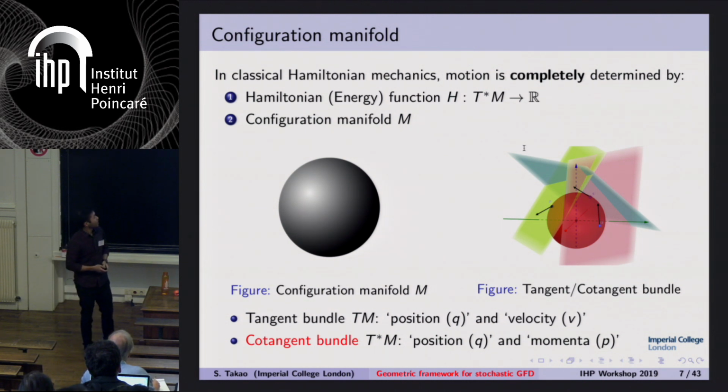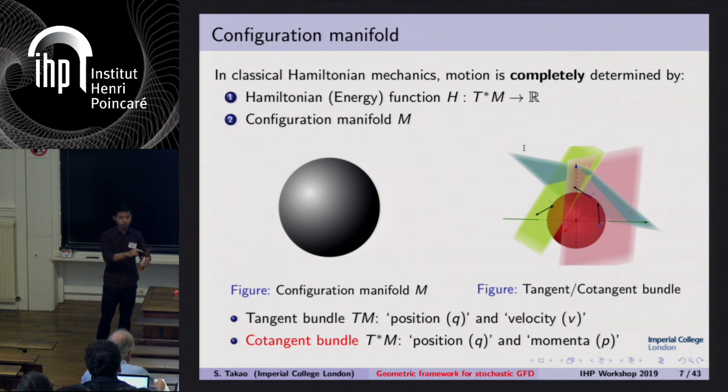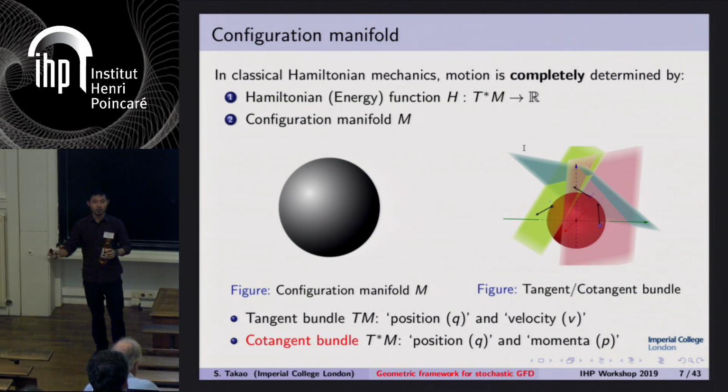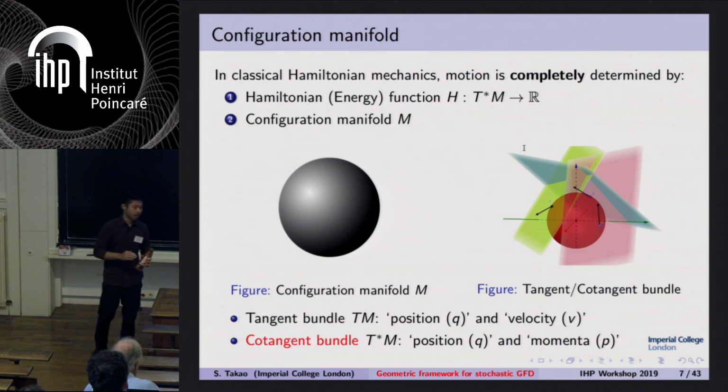So on a manifold, you have a natural construction called a tangent bundle. The tangent bundle is basically like a manifold, but at each point in the manifold, you have a vector space attached to it. So physically, you can think of this as a space of all the positions and the velocities. The position is the position on the manifold, and the velocity is the vector that's attached in the tangent space at the point.